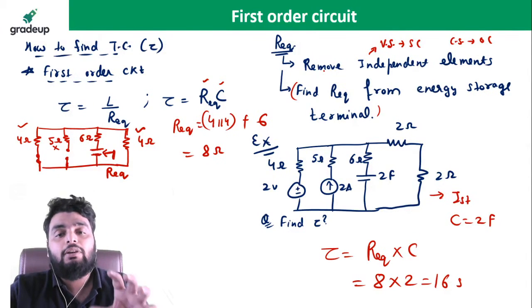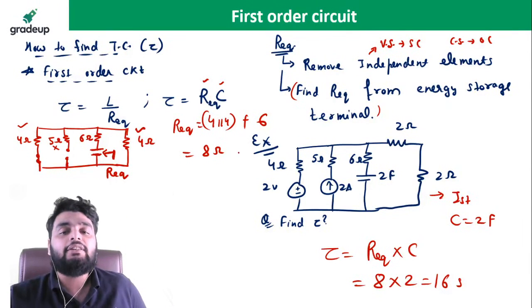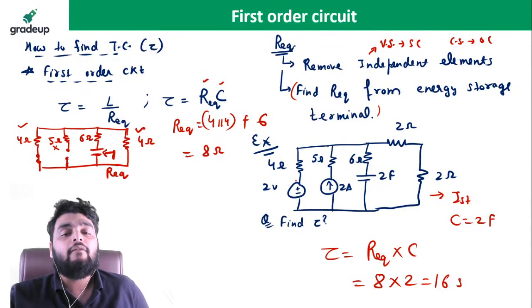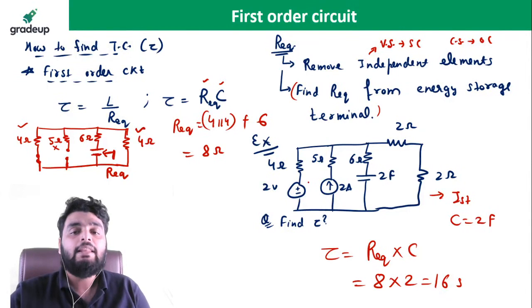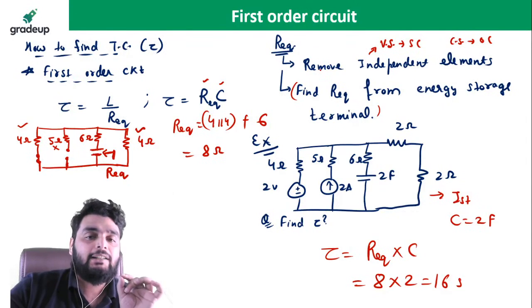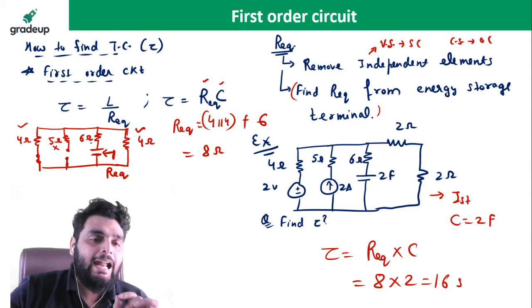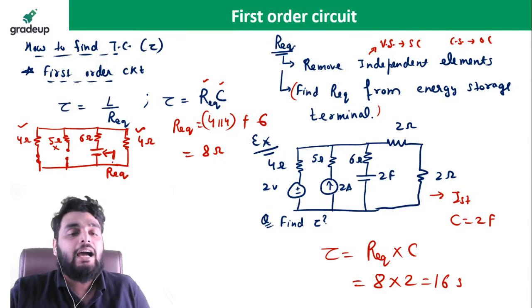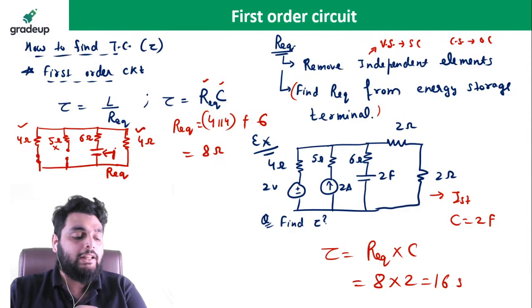To find out R equivalent, the same thing you have to use, the Thevenin resistance. In a Thevenin resistance also, what we have done, we have short circuited the voltage source and open circuited the current source, right? But here, one thing you need to remember, that the terminal from where you need to calculate R equivalent will be the energy storage terminal. Means I have to see from the capacitor and then calculate the R equivalent.